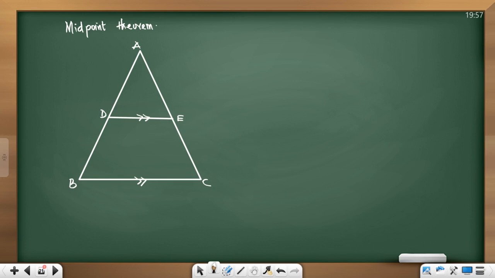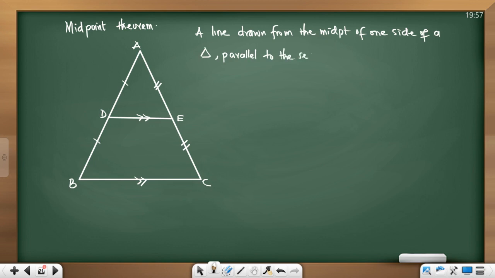You see, those are key things. And we're talking about midpoint. So this is equal to that. Automatically, this would be equal to that. So here is what the midpoint theorem says. A line drawn from the midpoint of one side of a triangle, parallel to the second side. So you see the keyword there. We've actually talked about two keywords, drawn from the midpoint, parallel to the second side, will pass through the midpoint of the third side.